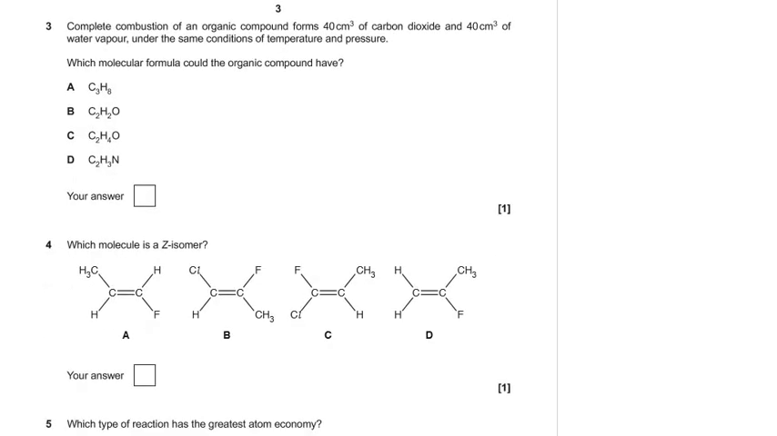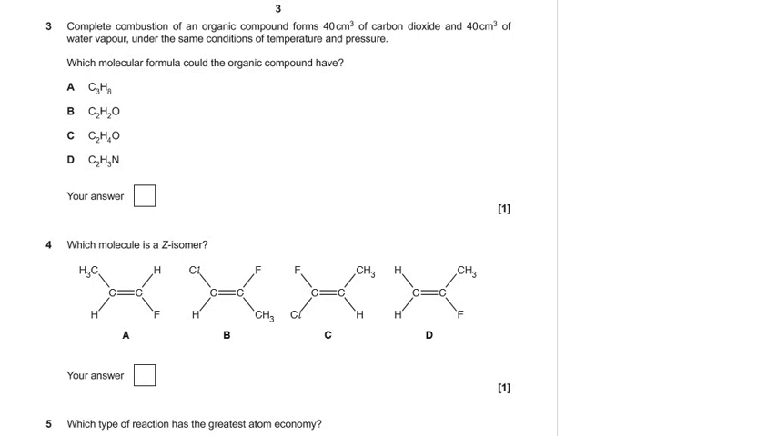We look at question 3 here. Complete combustion of an organic compound forms 40 centimeters cubed of carbon dioxide and 40 centimeters cubed of water vapor under the same conditions of temperature and pressure. Which molecular formula could the organic compound have? Now, what this is relying on is our understanding of the ideal gas, and that an ideal gas at the same temperature and pressure will occupy the same volume.